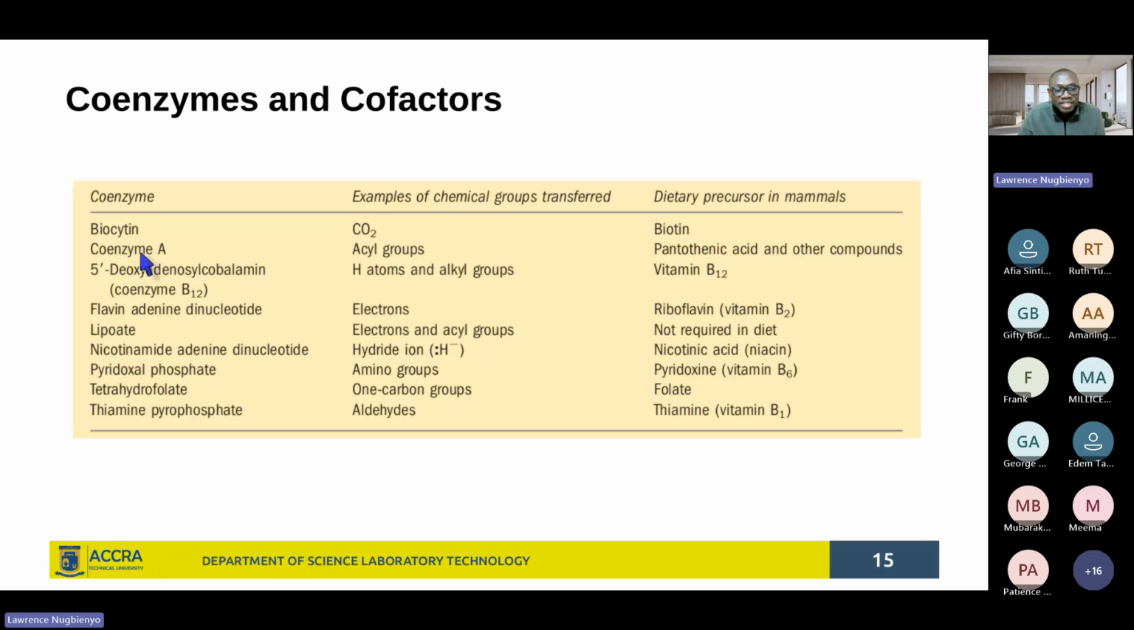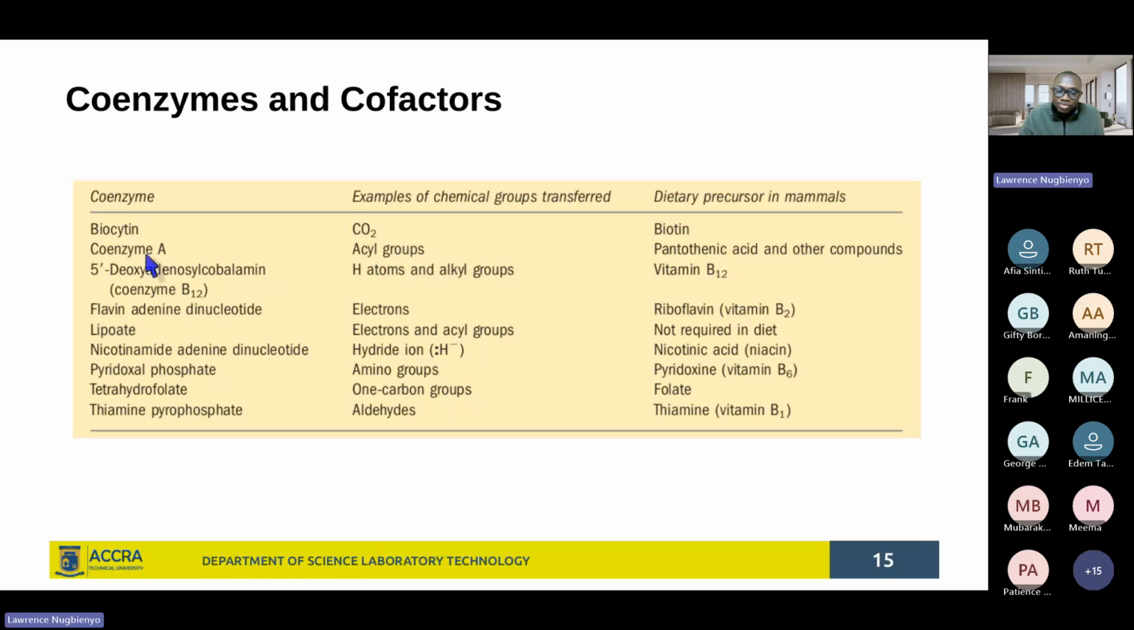The next is coenzyme A. I think you've seen coenzyme A a lot of times in many biochemical reactions. At least if you remember your glycolysis to Krebs cycle, there is some coenzyme A along the line somewhere, and it is involved in the transfer of acyl groups, like a residue of acetic acid, acyl groups.